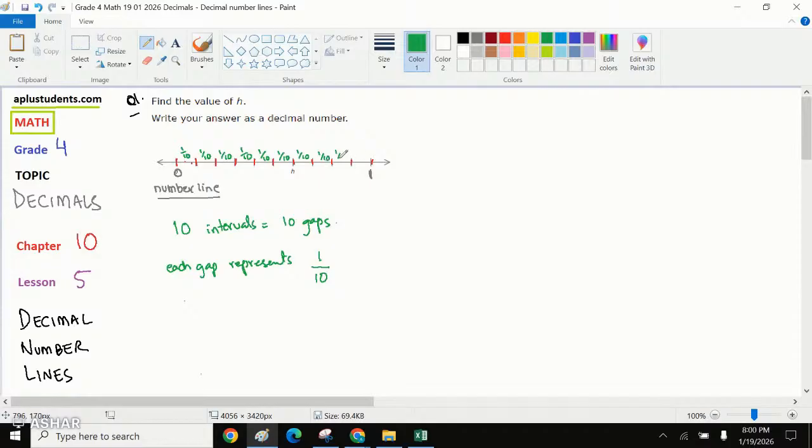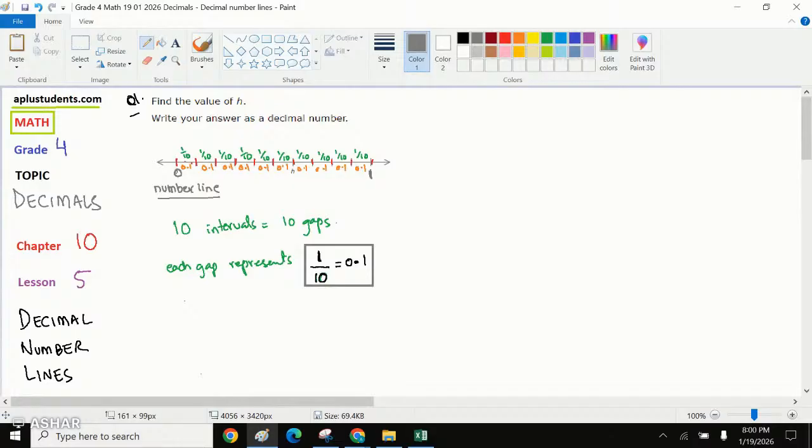10 intervals. But we are doing decimals over here, and we know that 1 upon 10 as a fraction equals 0.1. That means each gap is 0.1. Agreed? 0.1, 0.1, 0.1, 0.1, 0.1, and 0.1.